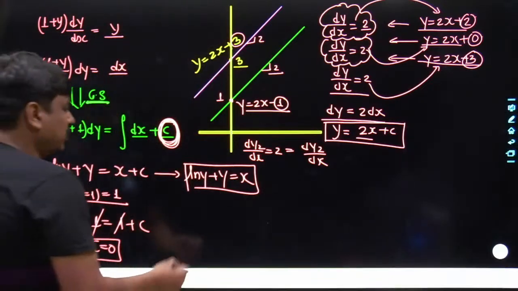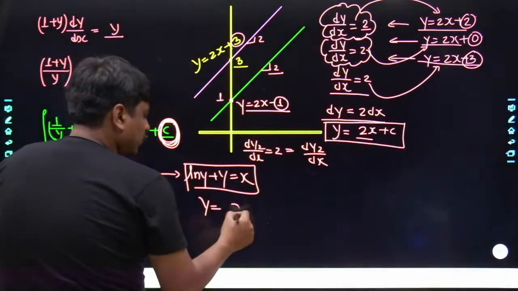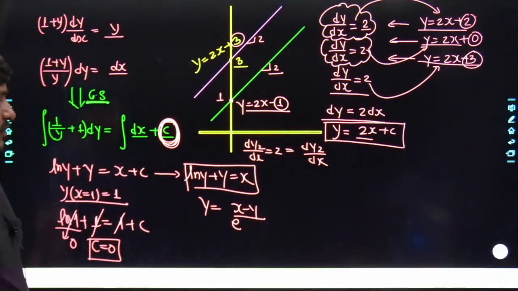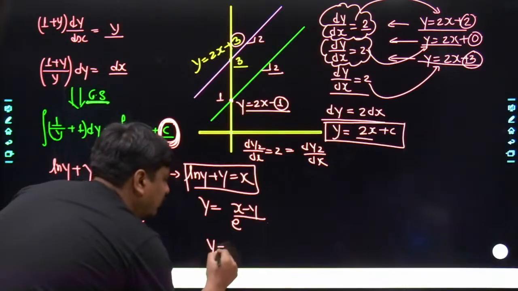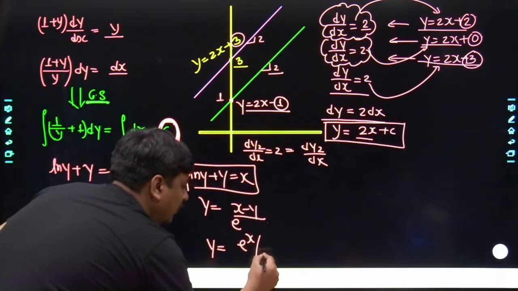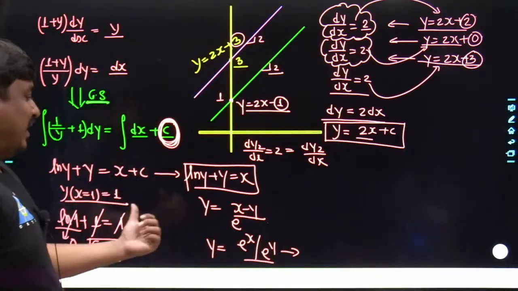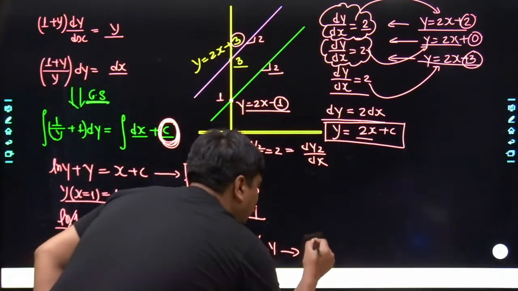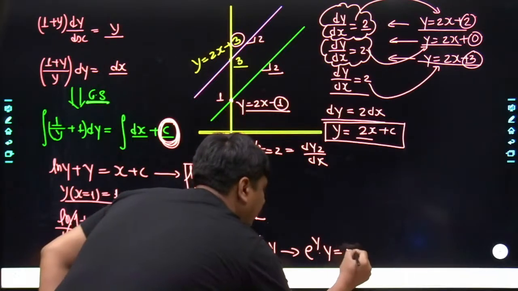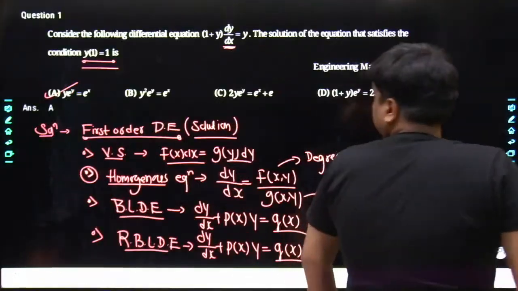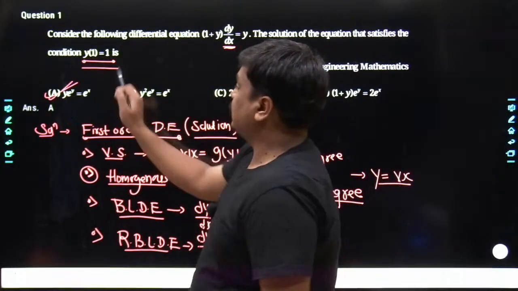If you don't understand, do one thing. Keep y as it is. Here it goes x minus y. It would become e to the power of x minus y. And here it becomes e to the power of x divided by e to the power of y. Once you shift e to the power of y towards the left hand side, the result we get is e to the power of y multiplied with y is simply equal to e to the power of x. Yes, the answer is going to be A.